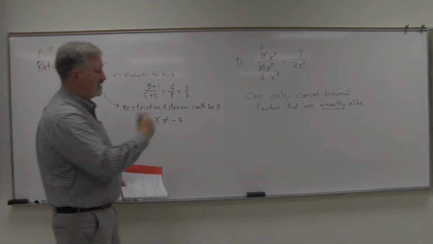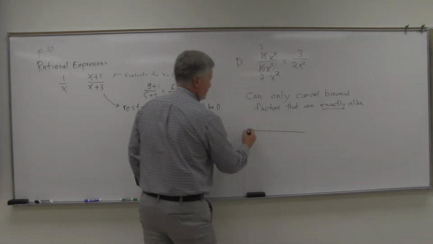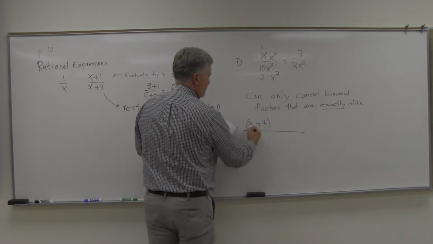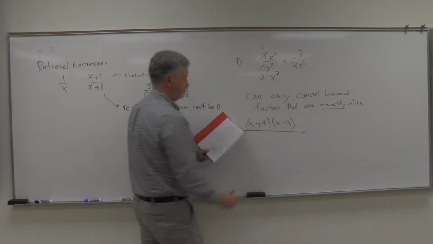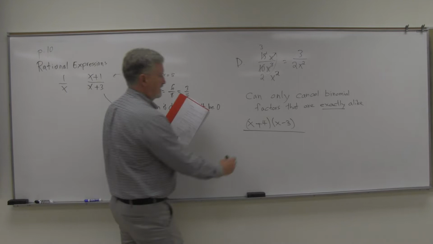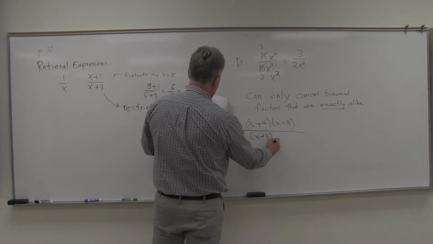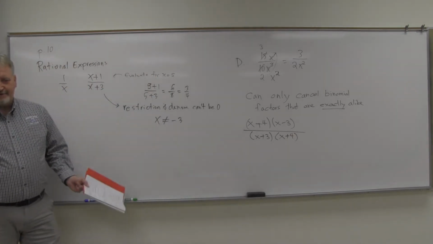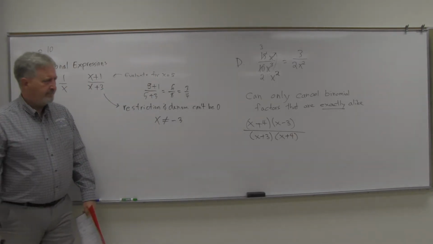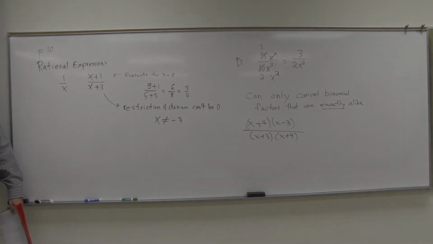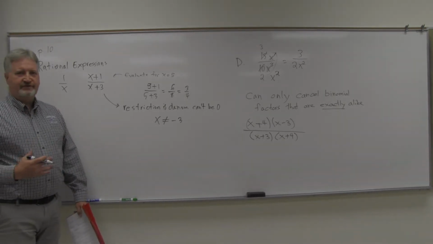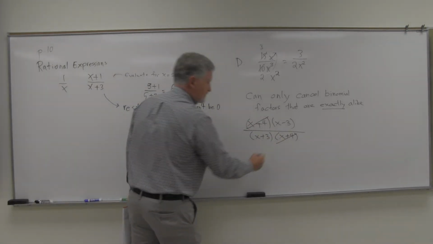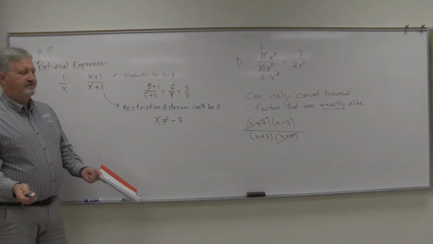So if I have, let's say this one's already factored, this rational expression, we've already got it factored. You got x plus 4 times x minus 3 on the top, and then we have x plus 3, x plus 4 on the bottom. Already factored out for us. So what I'm saying here is we can only cancel what? The x plus 4s cancel. Those are exactly alike. So those are common factors, top and bottom.